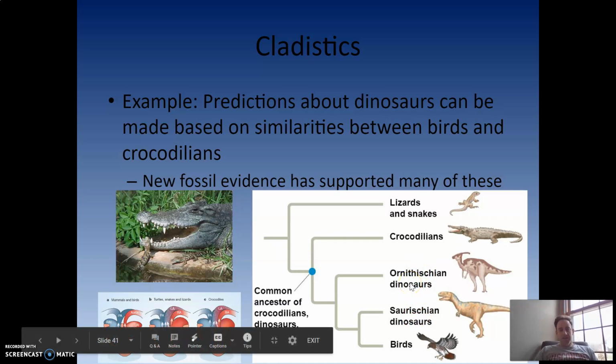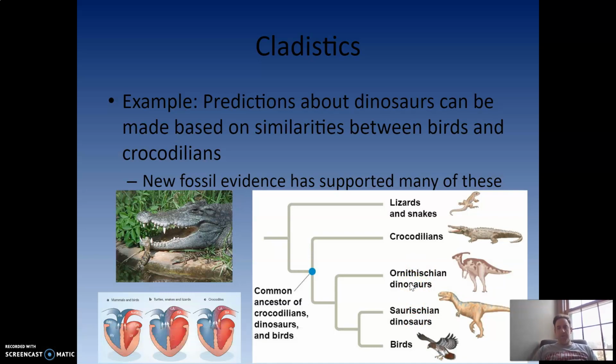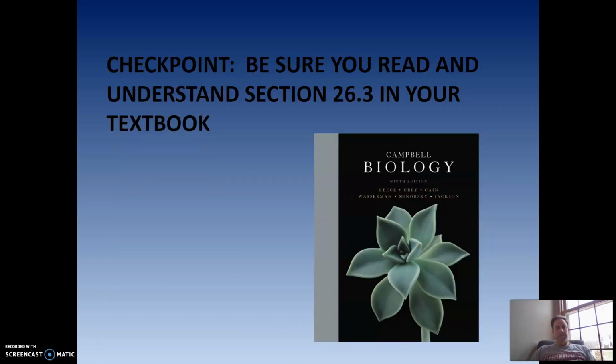So these phylogenetic trees are important to be able to read and interpret. They can be used to make predictions about things. And like anything in science, they are always subject to revision as new information becomes available.